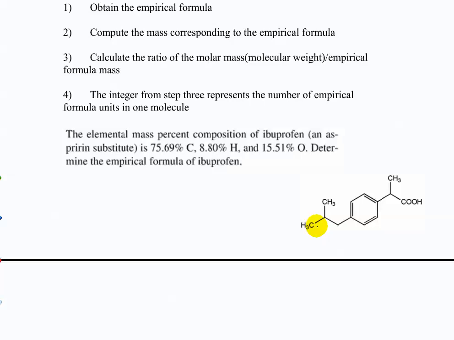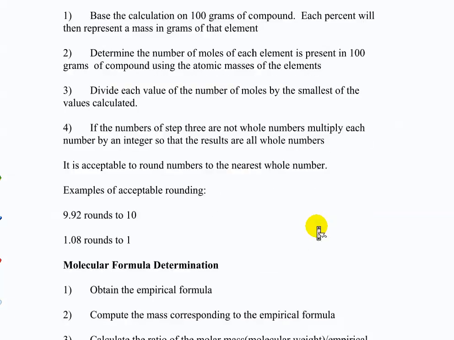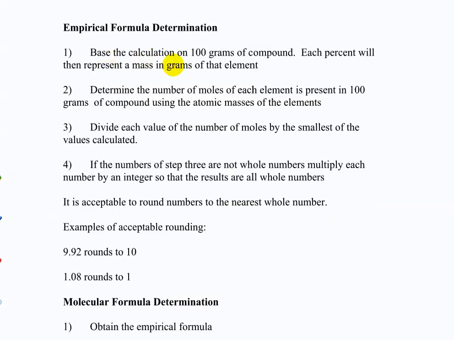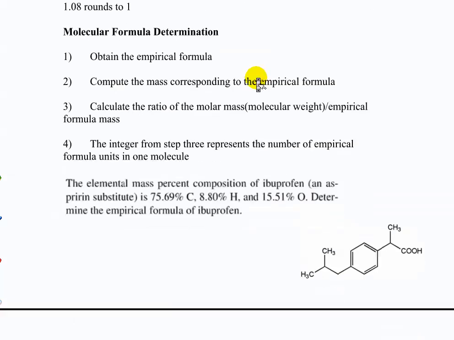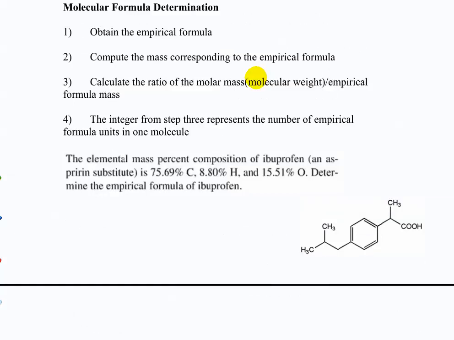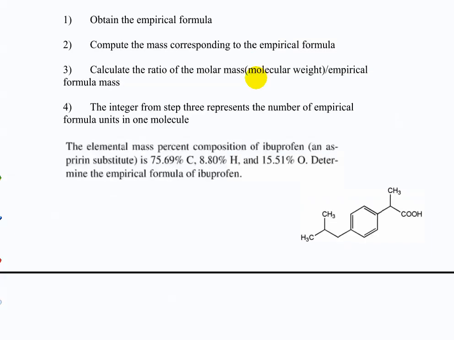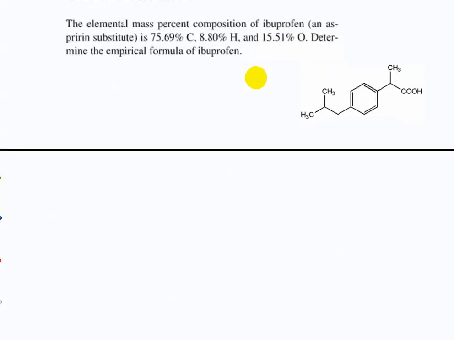And here's how you do it. You assume 100 grams. That's step one. Don't worry about this bottom one for now. Let's go back to step one. Step one, assume 100 grams. Why can we do that? Because this isn't a quantity problem. We can have as much as we want. So let's assume 100 grams. This is always going to be your first step.